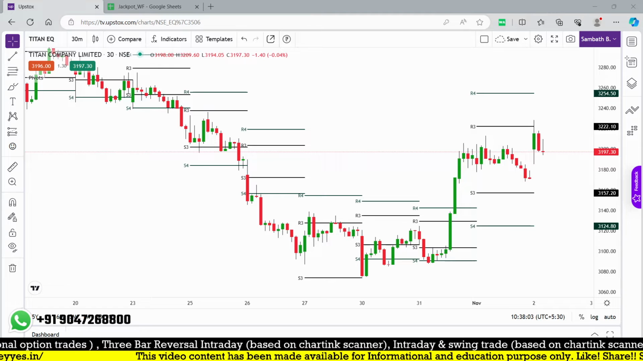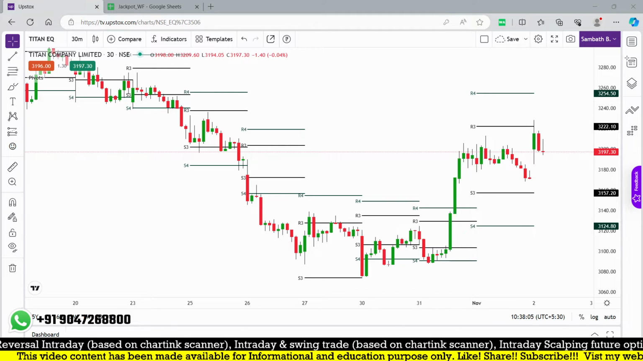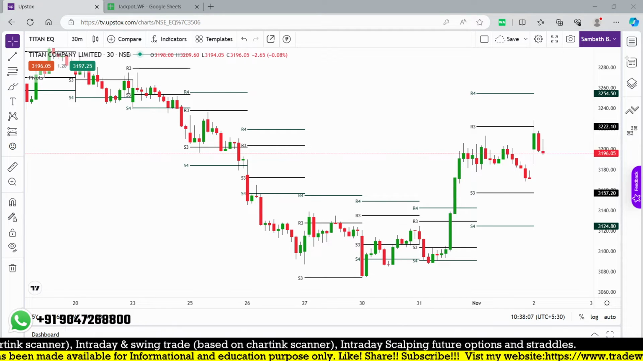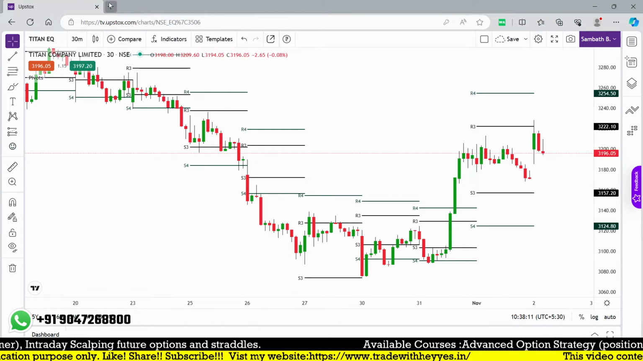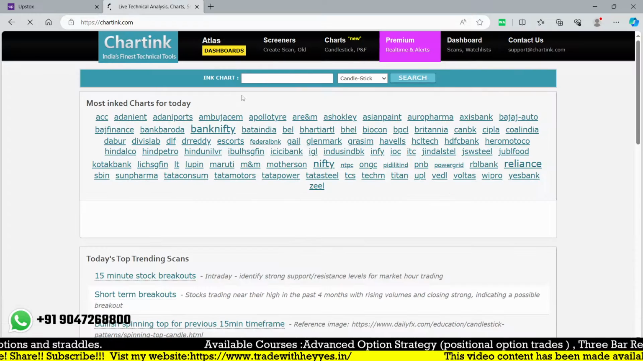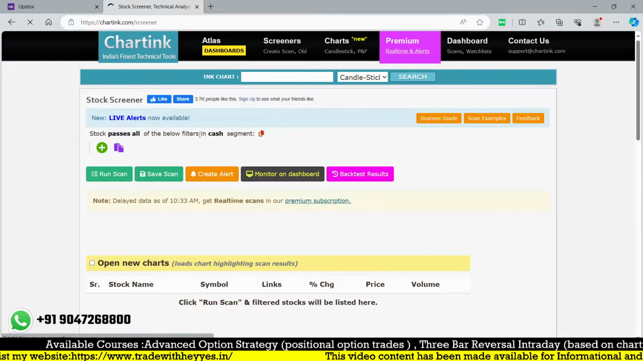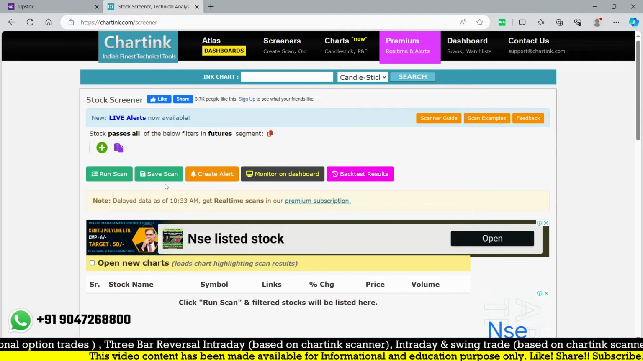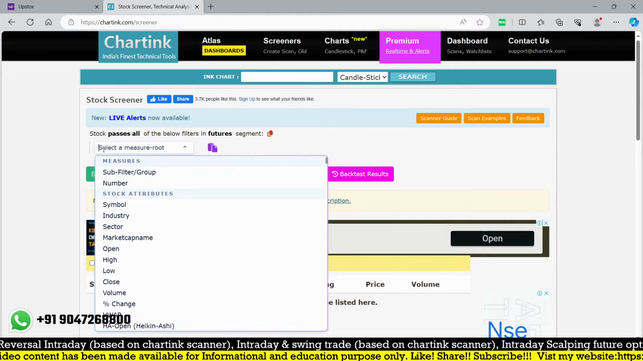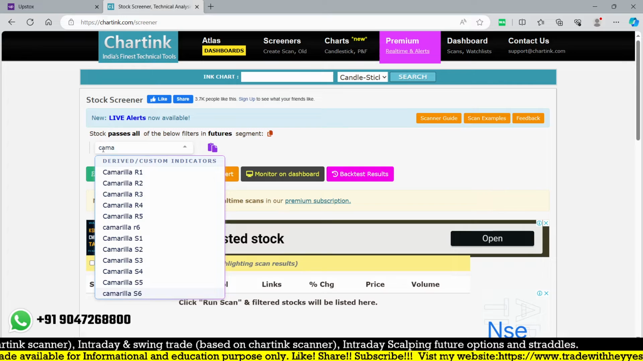So let me open charting. This charting scanner, which I have already created with a custom indicator, will help you find a trade opportunity. So we go to charting. Here is the charting, and I'm going to create a scan. I'm simply going to create it with the futures. If I create it in futures, we will find some good quality stocks. So here I'm going to use Camarilla R4.